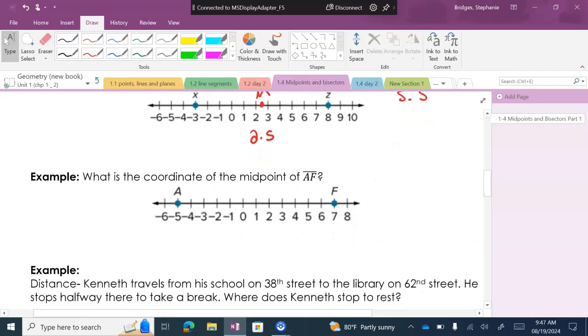All right, do the next example then for me. I want to find the coordinate of the midpoint. So to do that, again, all you have to do is add the coordinates of your endpoints, divide it by 2, and that tells me the coordinate of my midpoint. Okay, sorry about my mistake there. I was thinking about finding a distance, not the actual coordinate.